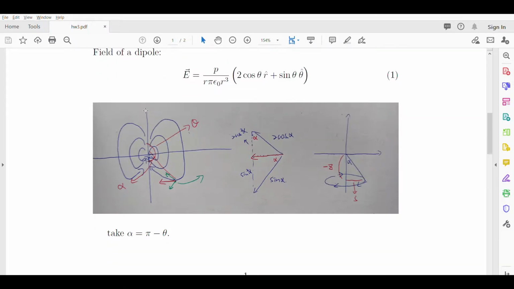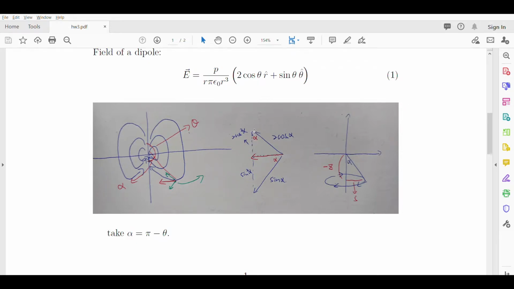First, notice that the field of a dipole looks like this. We need a circular orbit where the field is always pointing toward its center. Obviously, this is the only place. Therefore, we look for the field at this point. Here is a simple plot of the field. We can take alpha to be pi minus theta, so both cosines and sines are positive.